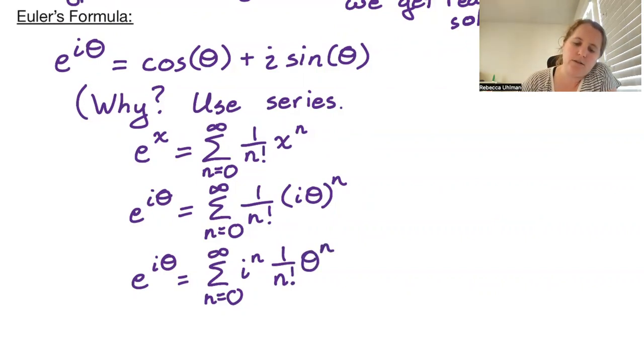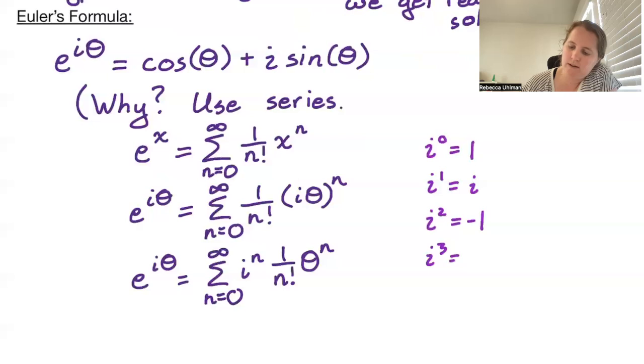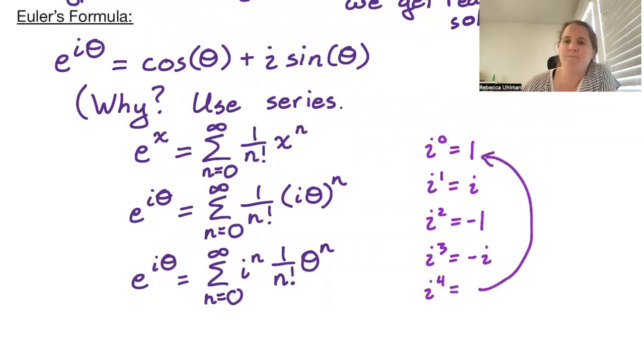So we're going to use a trick here for i. Note, i to the 0th is just 1. i to the first power is i, i squared is -1, i cubed is -i. And then i to the 4th, we just loop right back to the beginning. So you can see when we have even exponents, we will always land on a real value, and when we have odd exponents, we land on an imaginary value.